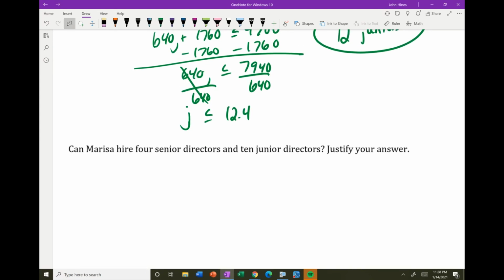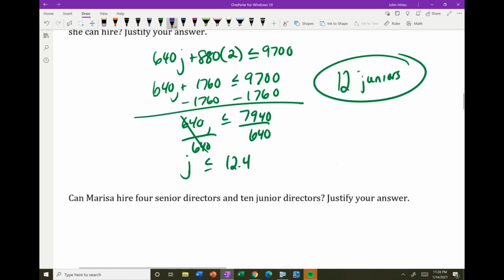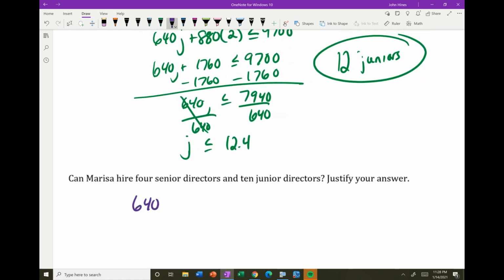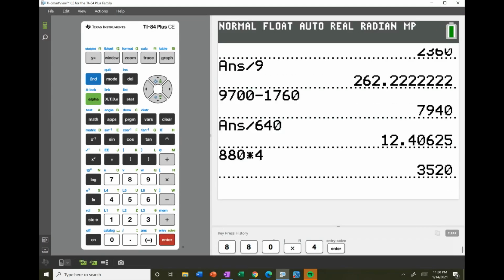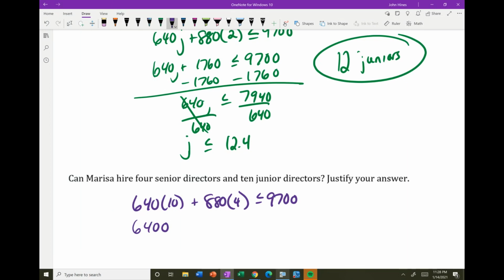Can she hire 4 seniors and 10 juniors? So let's see. Does she have enough money for 10 juniors? Right, 640 per junior, 880 for each senior. Is that smaller than 9,700? That one I can definitely do in my head. This one I'm not risking the embarrassment. 3520.